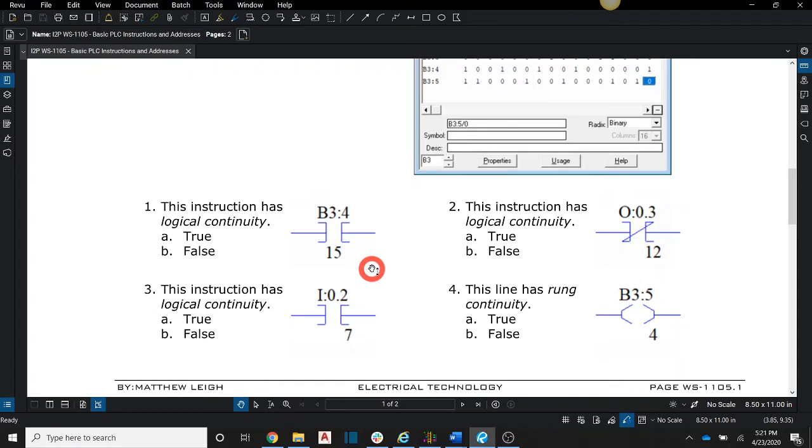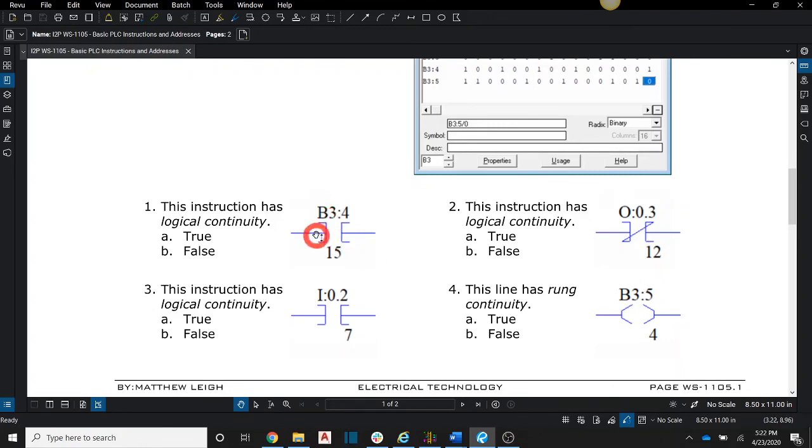So there physically aren't any contacts associated with that address. So this is a good example of how this instruction, I give it a nickname of test for 1. So it's testing for the value to be 1. And in that particular address, if it is a 1, we are going to pass the test, and by PLC terminology, we will have logical continuity for that instruction.